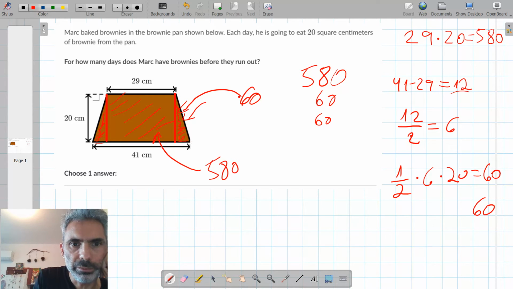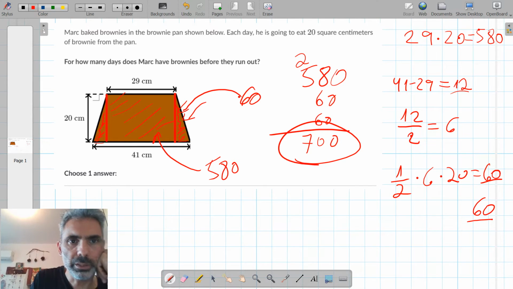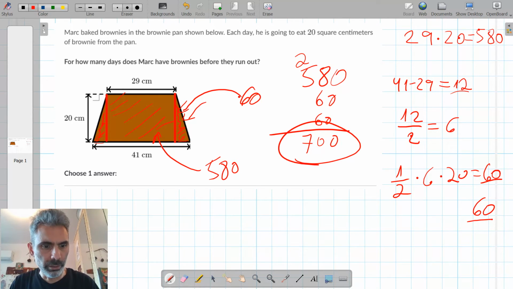If we split this difference between these two triangles, the base of each triangle is 6, and the area of each triangle is 1/2 times 6 times the height of the triangle, which is 20. So 3 times 20 is 60, and we have two of these triangles, so that is correct. Okay, so 0, 8 plus 6 is 14, 14 plus 6 is 20, 2 plus 5 is 7, so 700 is the total area.